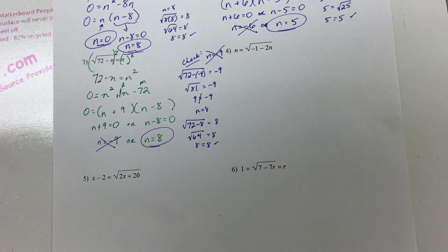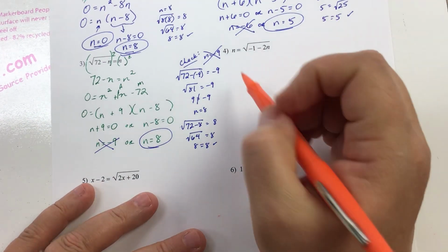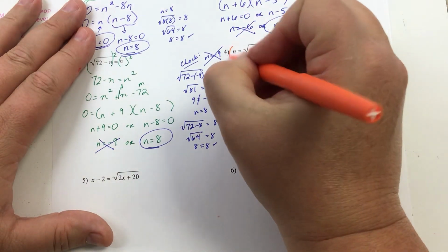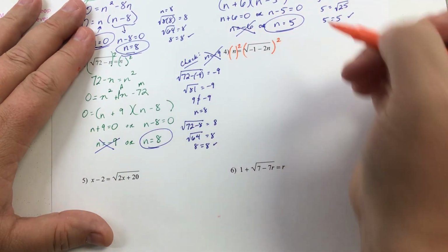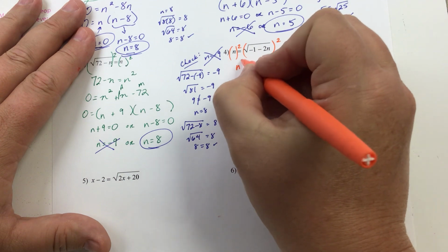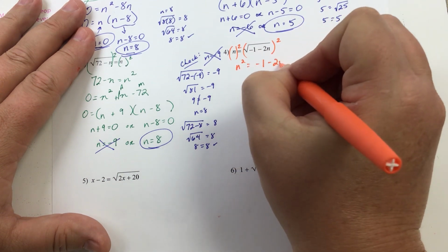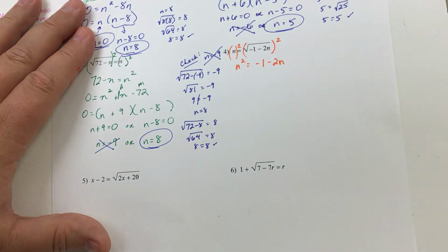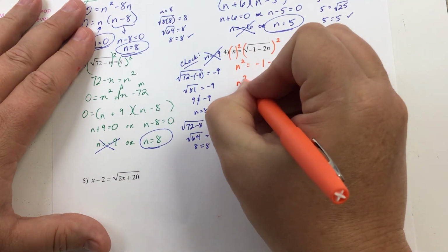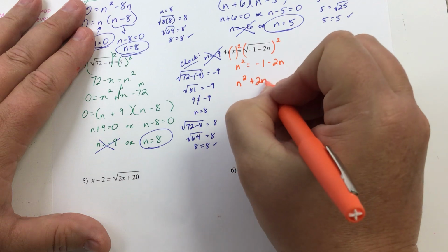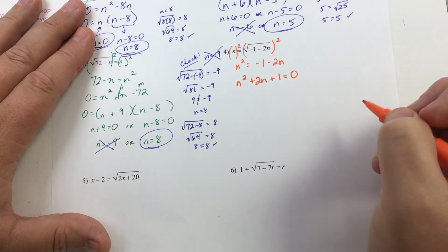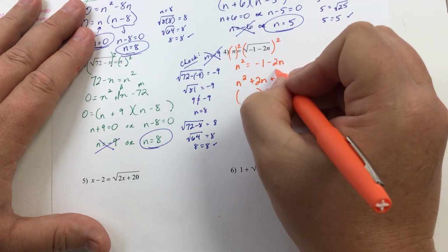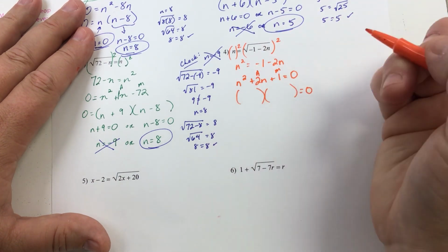Okay, so hopefully we're starting to get the hang of things here. If we continue with number 4, again, the part with the radical is isolated, so we are going to square both sides. I'm going to be left with n squared equals negative 1 minus 2n. Again, what we're going to do is set the equation equal to 0 so we can factor. So n squared plus 2n plus 1 equals 0. When I'm factoring this, I'm looking for two numbers that multiply to give me 1 and add to give me 2.